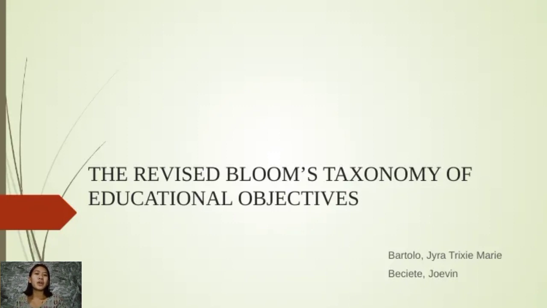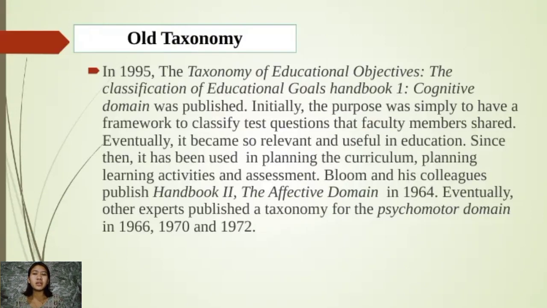So, okay, let's talk about the old taxonomy. In 1995, the Taxonomy of Educational Objectives, the Classification of Educational Goals Handbook 1, Cognitive Domain was published. Initially, the purpose was simply to have a framework to classify test questions that faculty members used. Eventually, it became so relevant and useful in education. Since then, it has been used in planning the curriculum, planning learning activities and assessment.